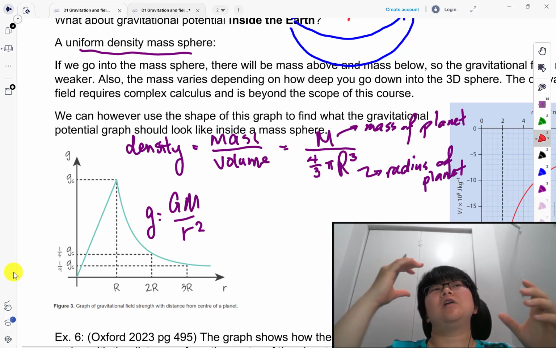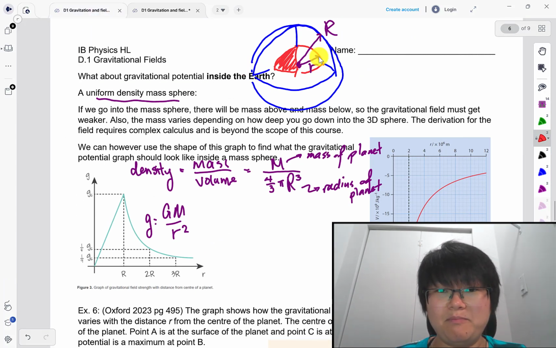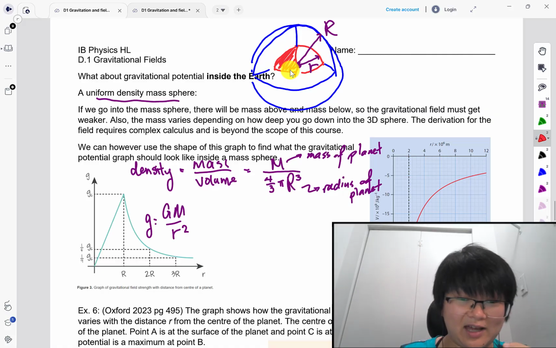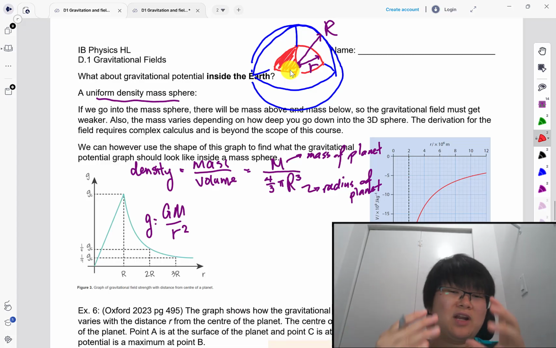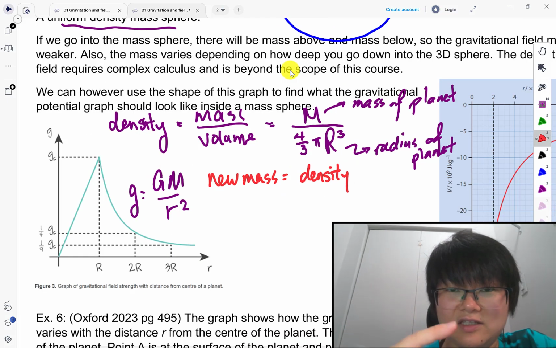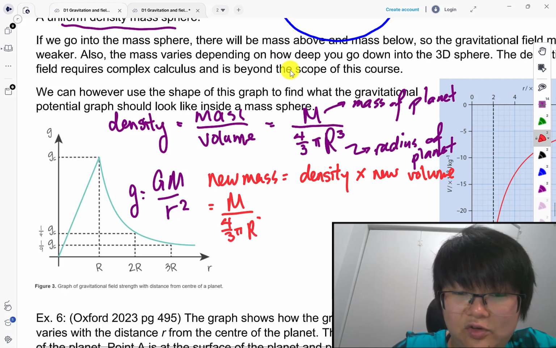Now, if we want to obtain the gravitational field of, say, this small piece of mass at the center of the Earth, then we need that mass and not the mass of the entire Earth. And so to find the mass, we know that the density is consistent. We just have to take the density, multiply it by whatever volume is there to get the mass. So essentially we're just taking the definition of density, and flipping the equation to get mass as density times volume of your new sphere. The density, we know, is your big M over 4 over 3 pi capital R cubed.